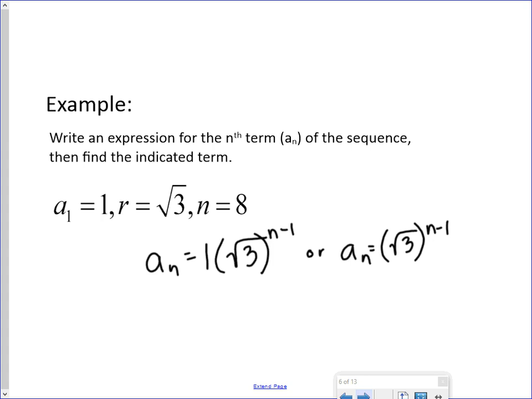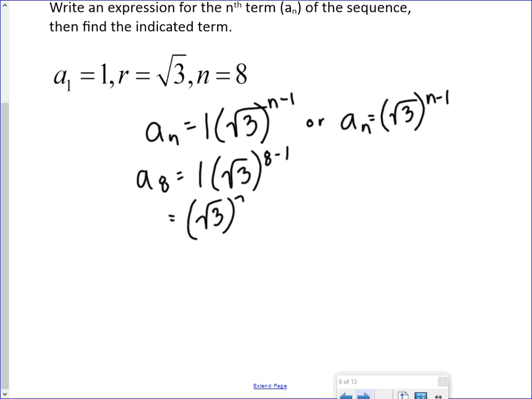Okay, and then to find the 8th term, plug in 8 for n. So 1 times square root of 3 raised to the 8 minus 1. That's really just the square root of 3 raised to the 7th. Of course, if you put this in your calculator, a square root of 3 multiplied by itself an odd number of times is going to be irrational, right? So it's going to give you a decimal.